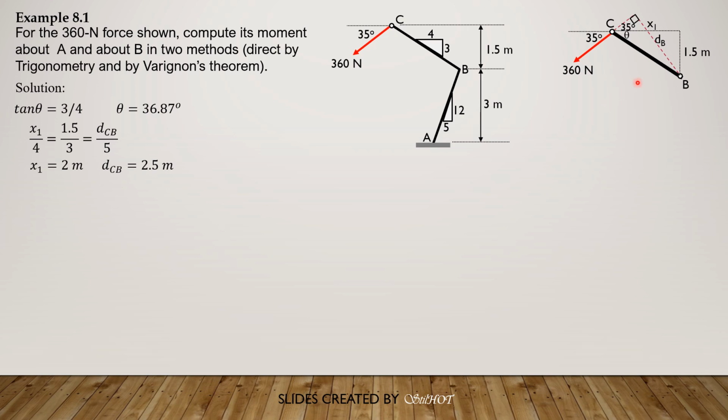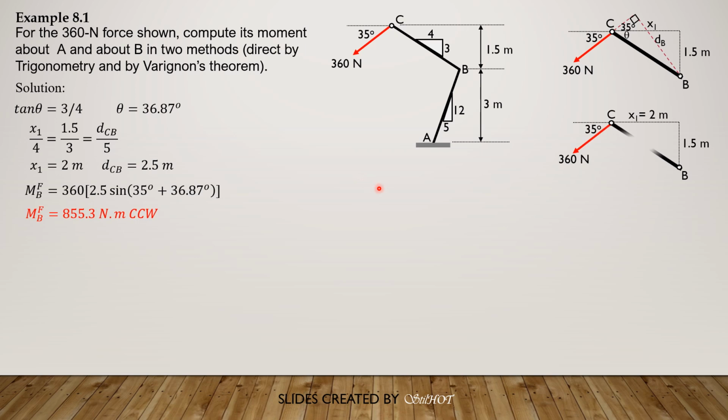From there, we can now compute the direct moment about B, which is counterclockwise, obviously. So 360 times 2.5 times sine of 35 degrees plus theta, which is 36.87 degrees. So the moment of the force about B is 855.3 Newton meters counterclockwise. Then let's proceed to the Varignon's theorem approach.